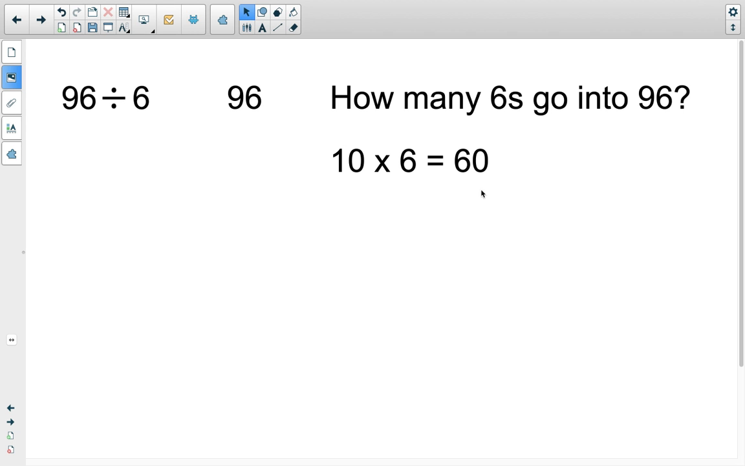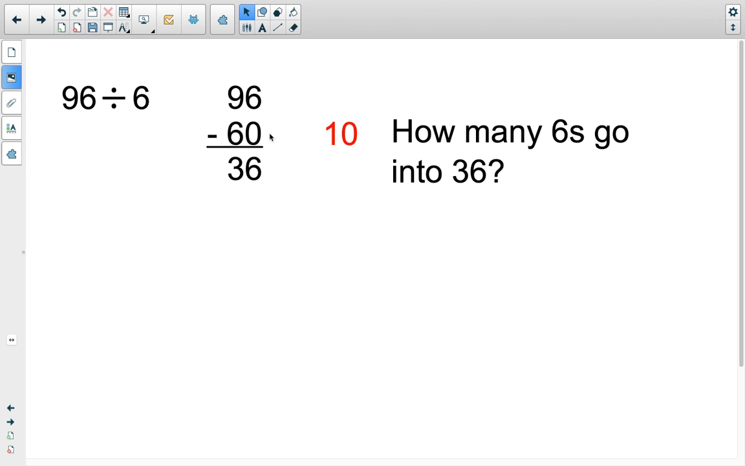So what I'm going to do is put my 10 to the side here, and subtract my 60 from 96 to see how much I have left. There's my 10 that I got my 60 from. So I've multiplied 6 times 10 to give me 60. So I know I have 10 sixes to get 60. I'm going to subtract to see what I've got left. Well, if I subtract 60 from 96, I get 36.